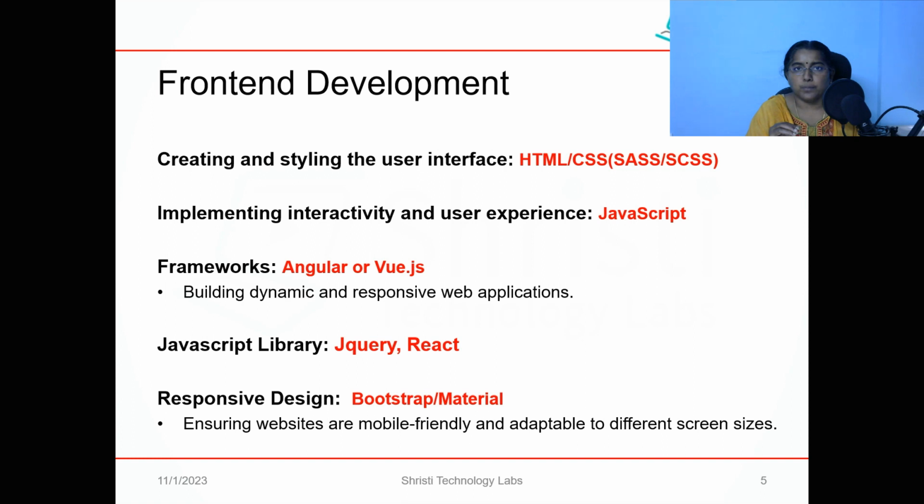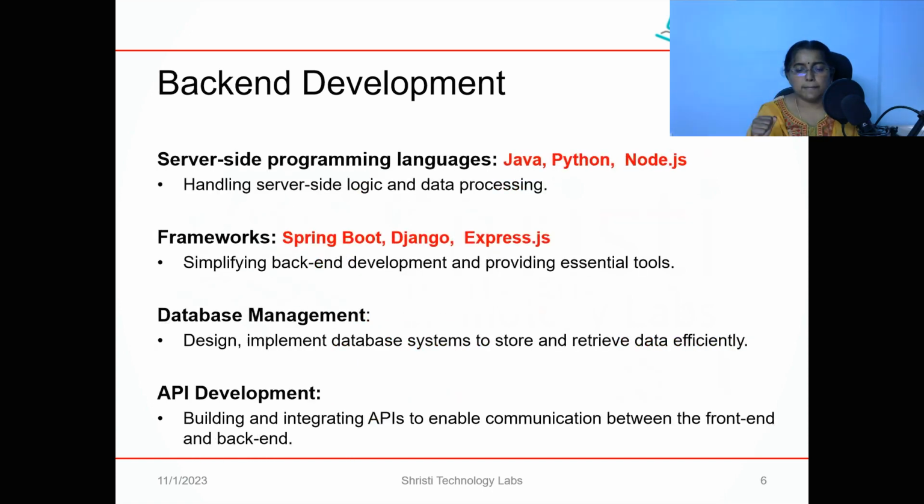Say, for example, if you are creating a website or a web application, it should have the capability to be opened in desktop, laptop, tablet or mobile of different screen sizes. So, responsive design ensures that the websites are mobile friendly and adaptable to different screen sizes. This can be achieved with the help of frameworks like Bootstrap or Material. They are CSS frameworks. They also have rich interfaces that can be added to your websites. This is about the front-end development.